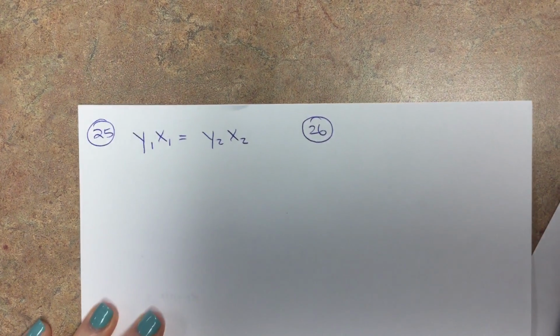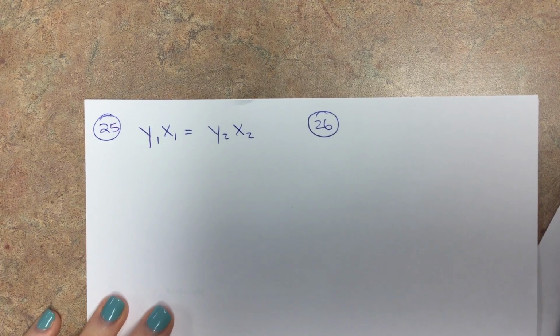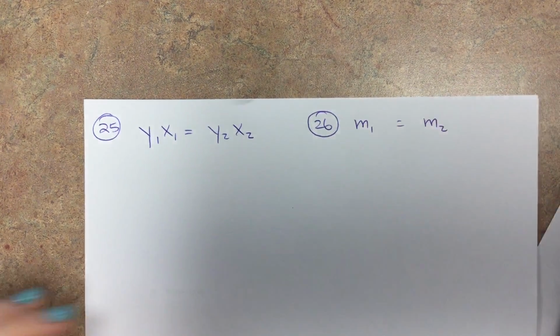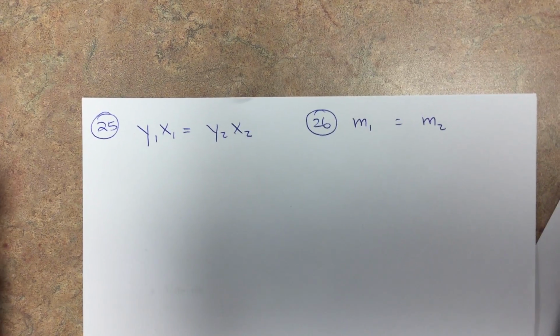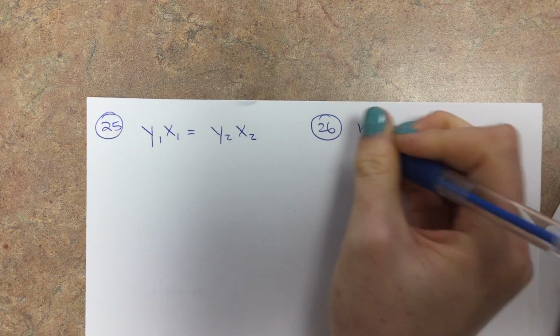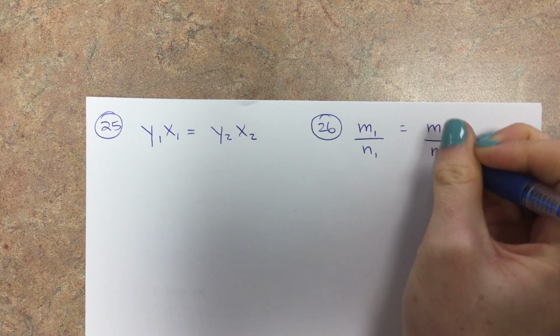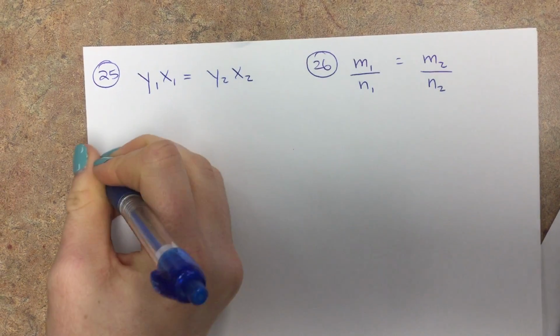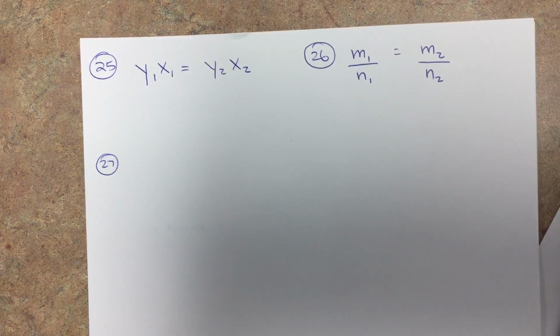26 says m varies, so that becomes your main variable. M1, M2. And then m varies directly as n. Think alliteration again. Directly means what? Division. Good, so we divide by n1, n2. So that's the setup for 26. Like I said, we will pick one of these to do.